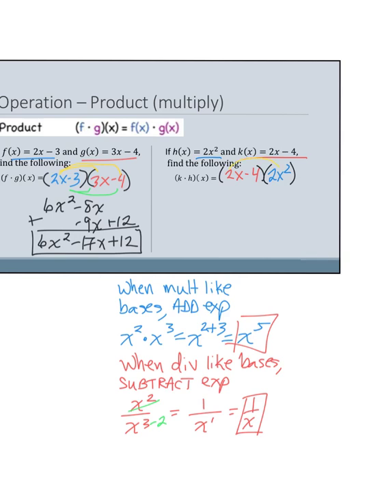Then we're going to distribute this 2x squared all the way into the parentheses. So coefficient to coefficient, like base to like base. 2 times 2 is 4.